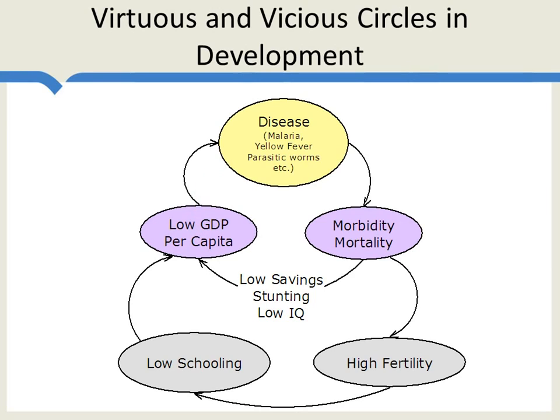Low GDP per capita means you don't have the money to invest in sewage plants, to invest in clean water, to invest in vitamins, in vaccines, and all of the things which can improve health. So here we have an example of a vicious cycle. Disease leads to poverty, and poverty means it's very hard to get out of the disease cycle.